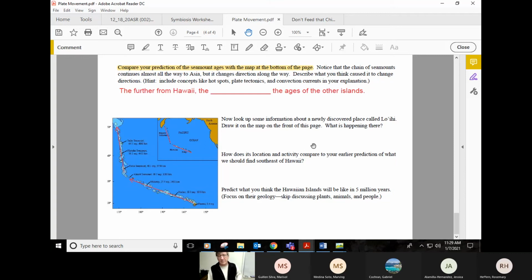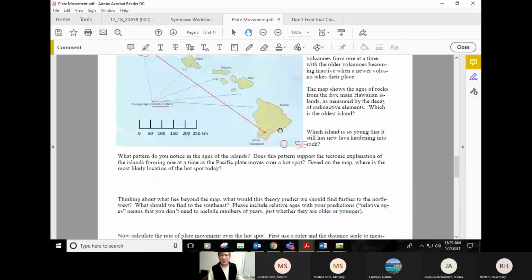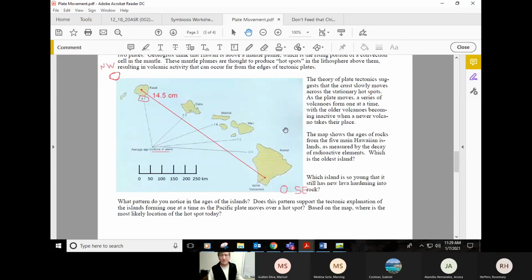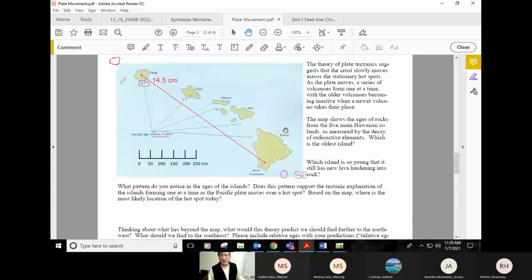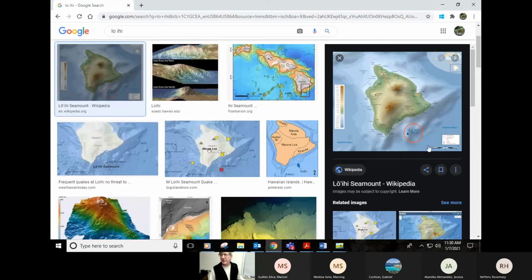Okay, we're almost done. Three more things to do. So next, look up some information about a newly discovered place called Loihi and draw it on the map, not on the front of the page, but on this map. Okay, so you're going to add Loihi to this map, and I've looked it up for you. Here it is. This is the big island of Hawaii.